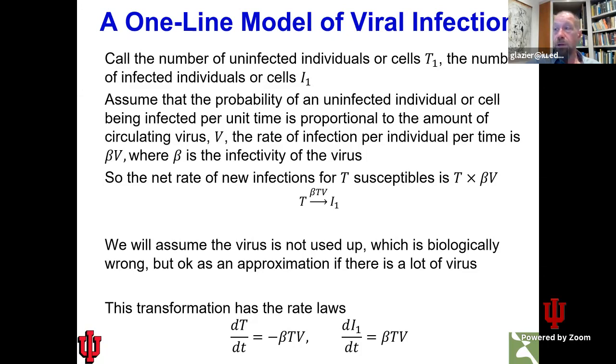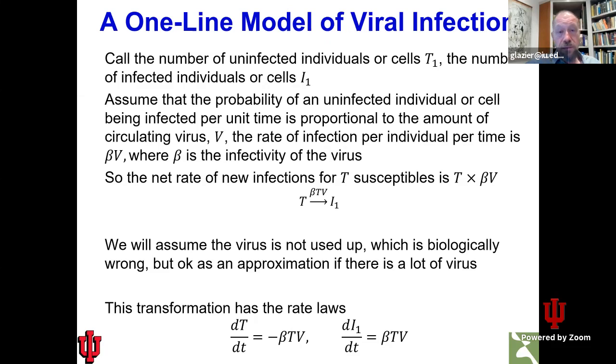Okay, so I've now written my rate law. T goes to I1 at a rate beta times T times V. And so that turns into a pair of differential equations, one for T and one for I1. dT/dt equals minus beta T times V. dI1/dt equals beta T times V. Notice that if I add these up, T plus I1 is the number of people I started with. If I started out with T0 individuals and no I1s, then the sum of T and I1 is always T0. So there's mass conservation, people conservation, cell conservation.